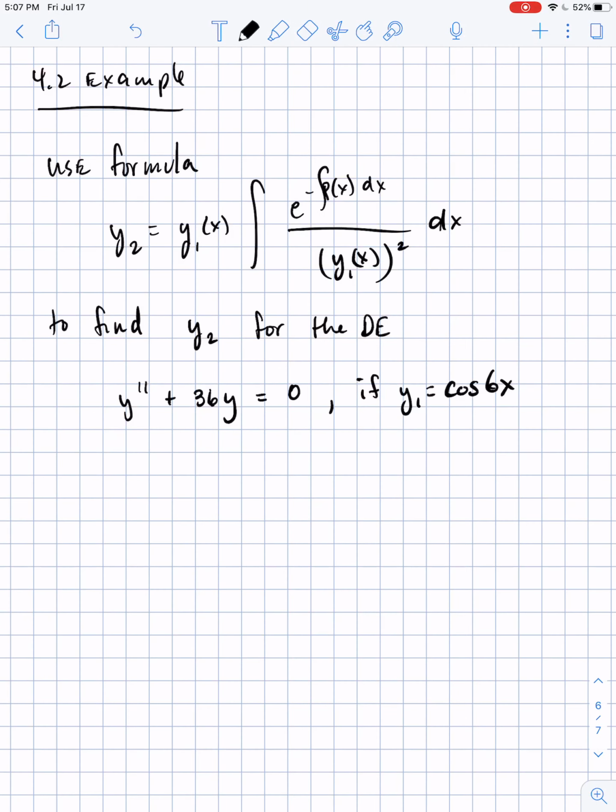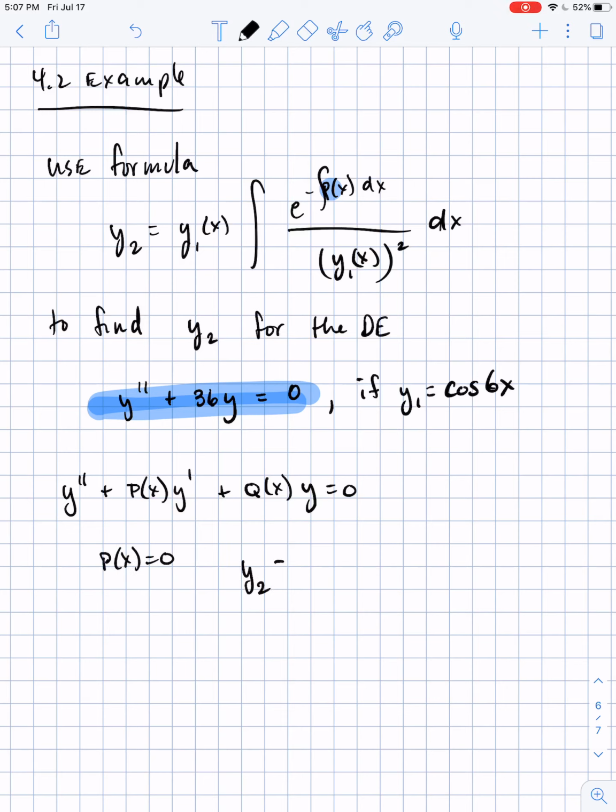Alright, so I'm doing another example from 4.2 just to show you this little trick, okay? If you look at a problem like this and you're looking at this differential and you're trying to figure out what P of X is, P of X is not 36, okay? So remember your standard form is going to be y double prime plus P of X, y prime plus Q of X, y equals 0. And if you notice, in our differential here, we do not see the y prime. So here, P of X is going to equal 0.